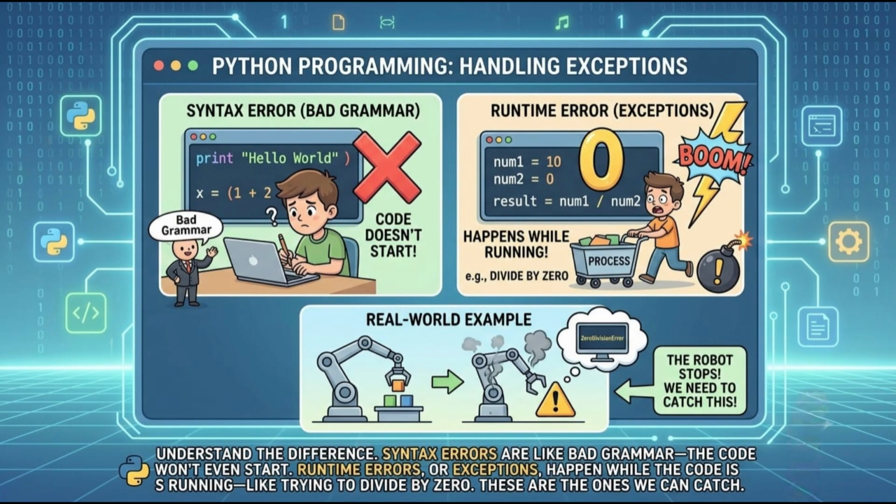First, understand the difference. Syntax errors are like bad grammar. The code won't even start. Runtime errors, or exceptions, happen while the code is running, like trying to divide by 0. These are the ones we can catch.